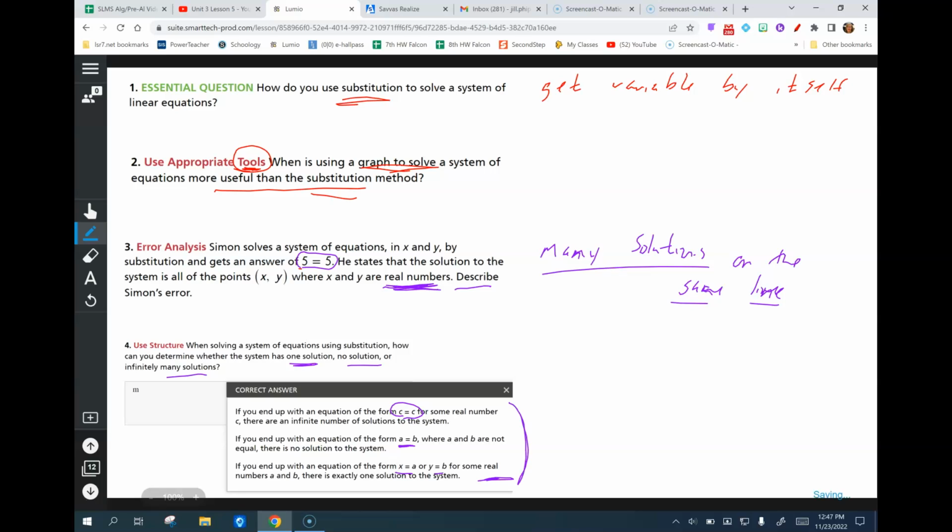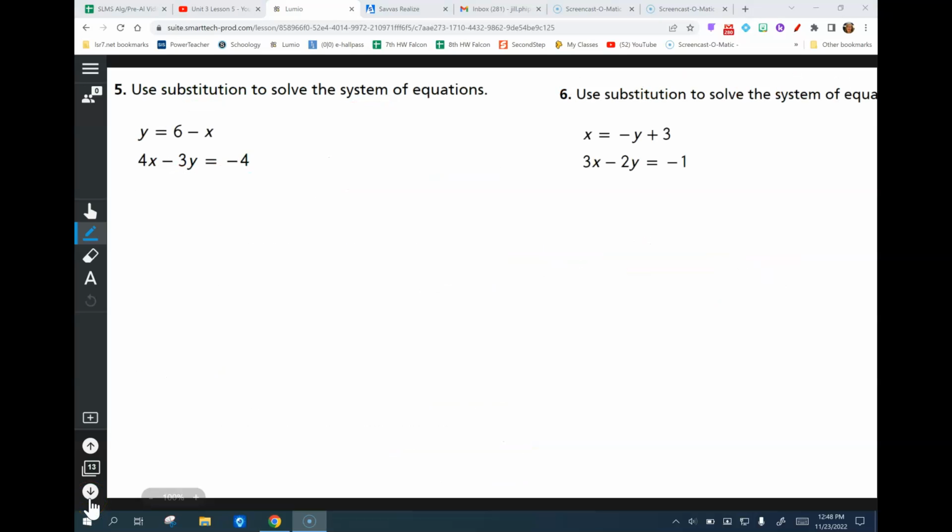This might be something I would write down in your notes, just to have it to refer to. It'd be a good thing to study from, I think. Okay? So you might want to pause and do that. Now on these, what we're going to do is they gave us really nice ones. They already have a variable solved for on both of them.